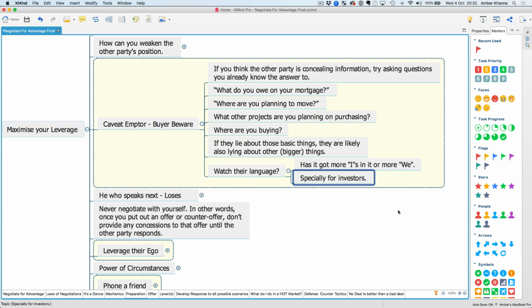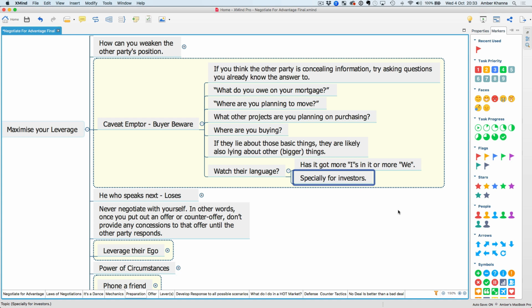You can start asking them questions like, what do you owe on your mortgage, or where are you planning to move? What other projects are you planning on purchasing? Especially when you are picking up a project with plans and permit, chances are you're picking up from another developer. And we've bought projects from other developers where they were either scared or their financial circumstances changed, and we've actually sold our projects to other developers as well.